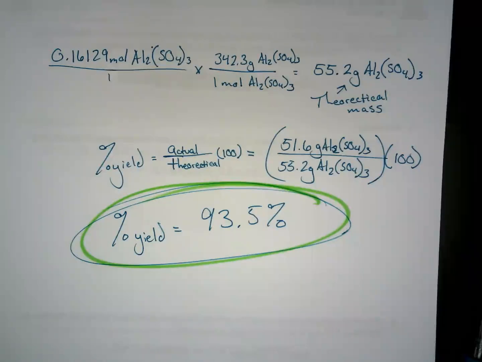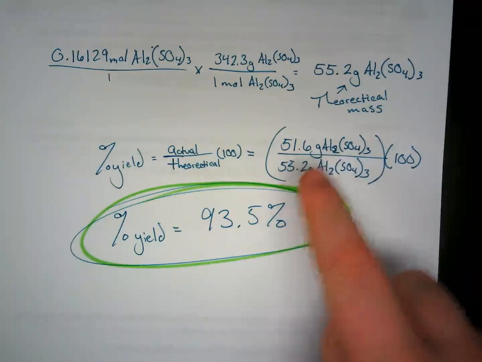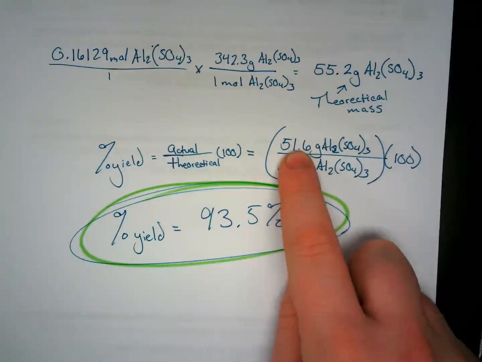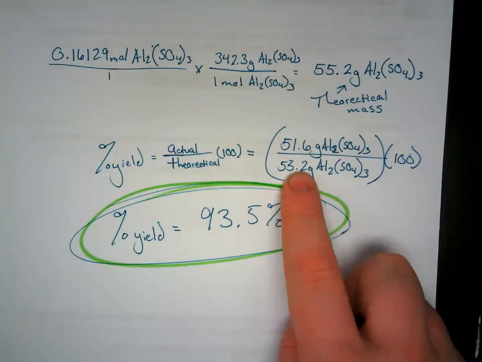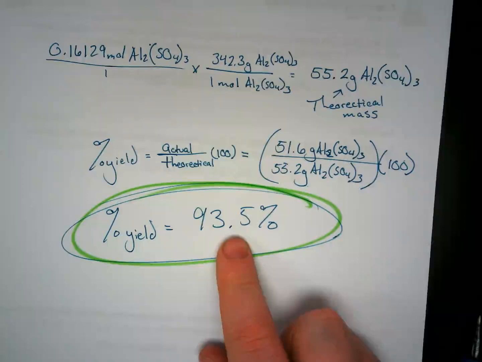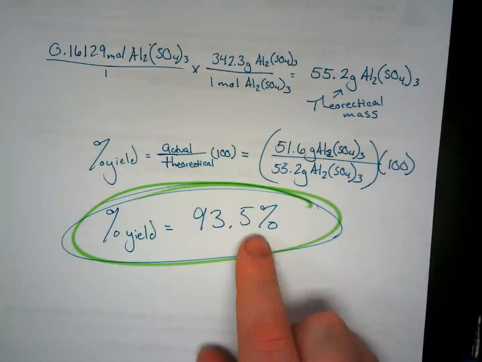So again, what does this 93.5% tell us? Well, it tells us that we were roughly about 7%, more like 6.5% away from meeting the calculated amount of aluminum sulfate that we should have seen after this. Better way of saying this. This right here, our measured, is roughly about 7% away from being what we expected to see in the theoretical. Okay, so we're pretty close, which is pretty good.